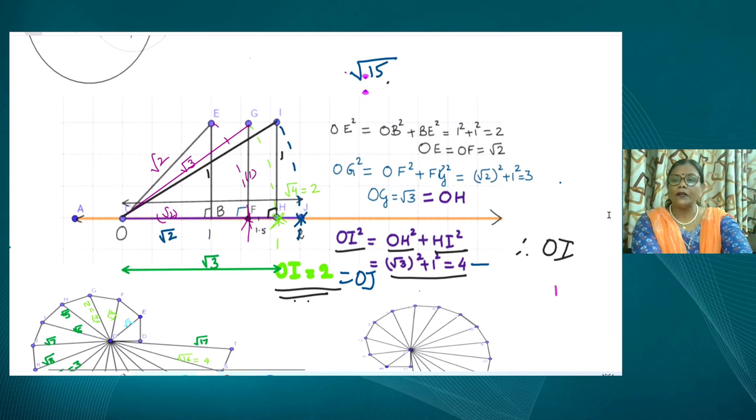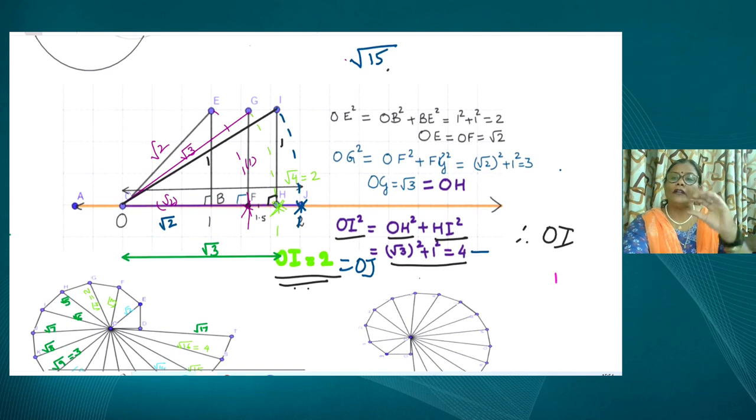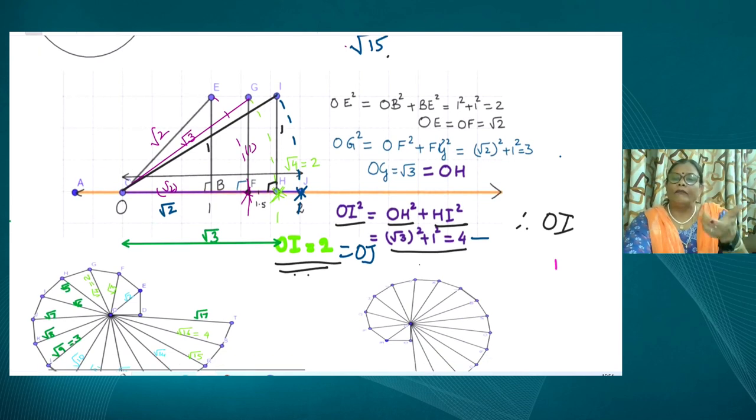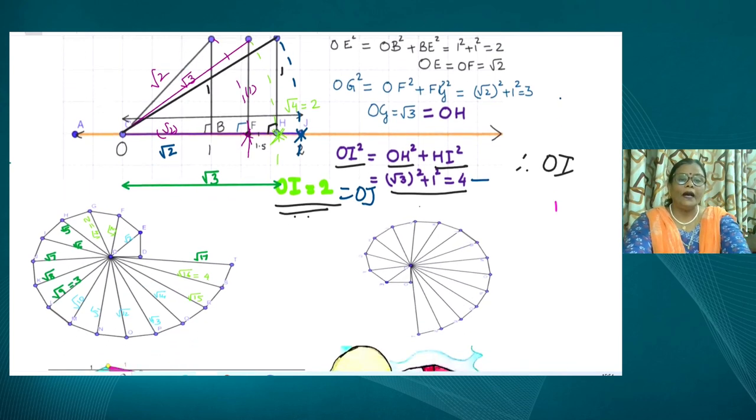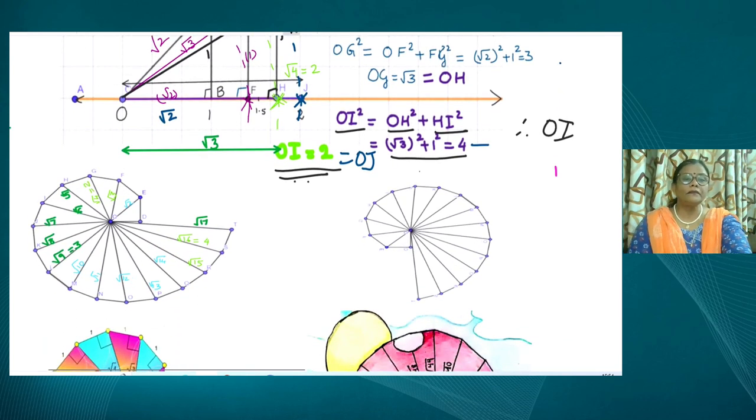CBSE has already introduced art integration. So we have seen that we have integrated this in our curriculum. This particular concept of identifying irrational numbers on the number line, we have converted into an art form. What is that? See, we have taken up this particular figure.